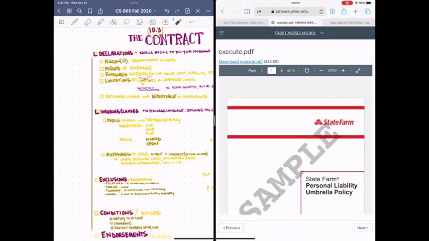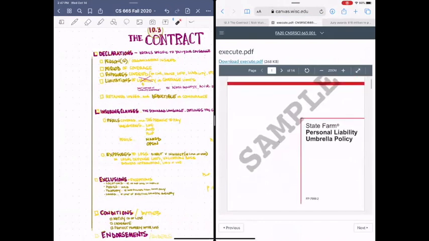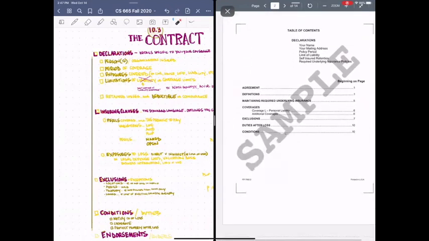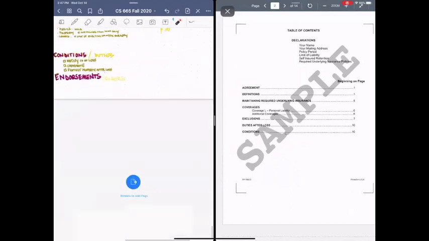And we're going to talk about the different parts of the policy. And I'm, of course, using State Farm's. I can't help myself. And just as a quick primer, what is a personal liability umbrella policy?